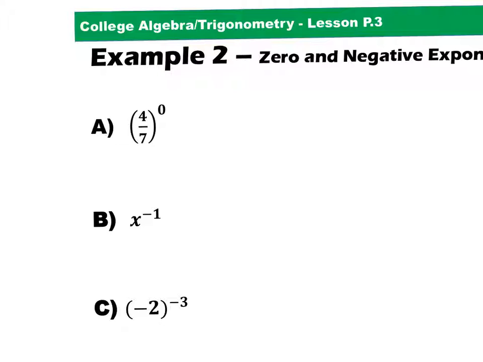A, I see 4 sevenths raised to the 0 power. What is it? 1, good. B, how can I simplify that? We don't leave negative exponents. Okay, you flip it. Put a 1 and then move it down to the denominator. Do I have to write the 1? No. But you can if you want to. But negative exponents have to go down.